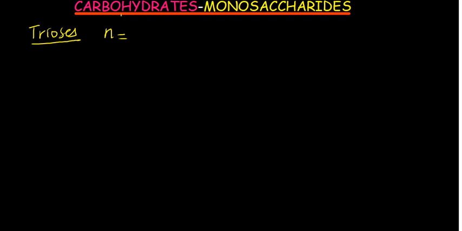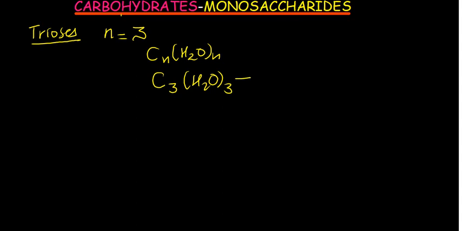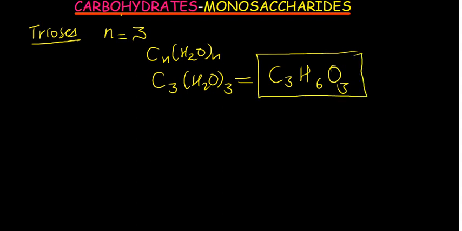Good. So trioses have got three carbons. That means in the general formula that we see, CnH2nOn, this is going to become C3H2O3. This can also be written as C3, I'll multiply this 3 by this 2, that is going to be H6 and then O3. This is the formula for all trioses when you hear of trioses.